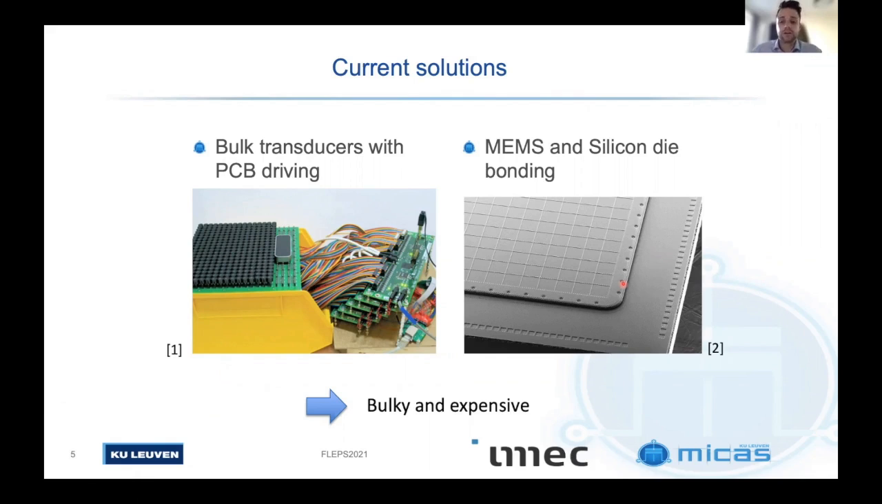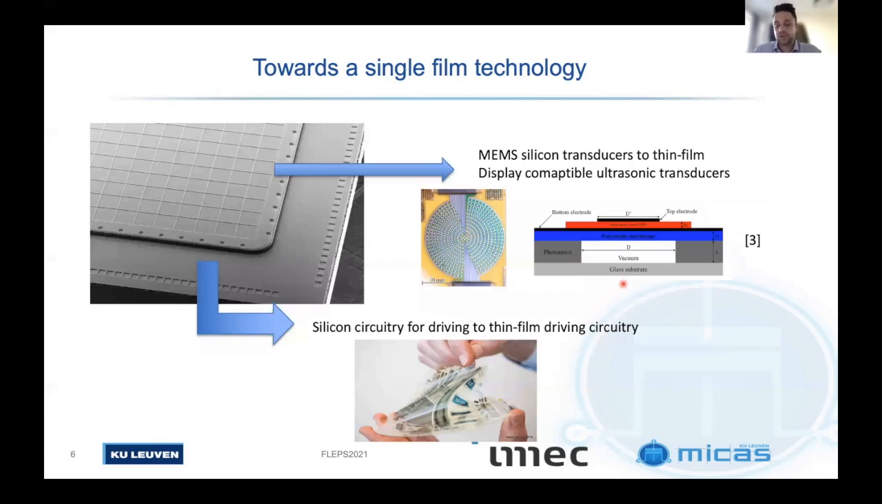Both are connected by die bonding, and these solutions also prevent having a large transducer count or a large transducer array. Both solutions are bulky and expensive. If you want to enable large transducer arrays at a low cost, thin film display compatible technologies could offer a solution. Here we could replace the MEMS transducer arrays processed in silicon by thin film ultrasonic transducers. These transducers are produced in display compatible technologies.